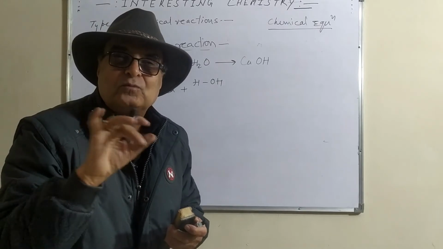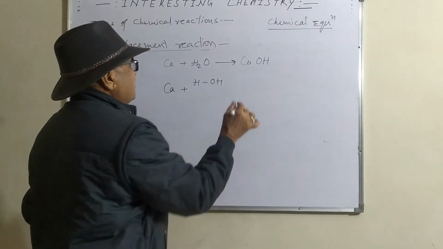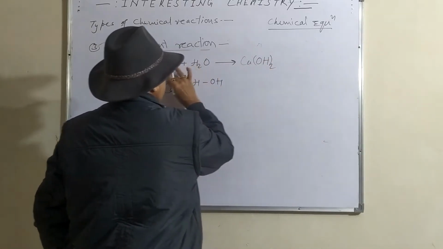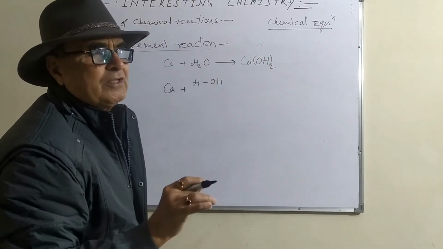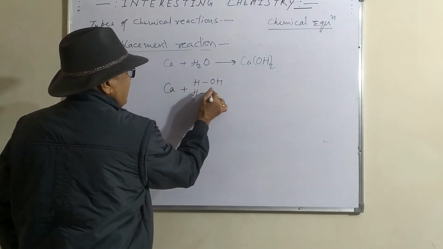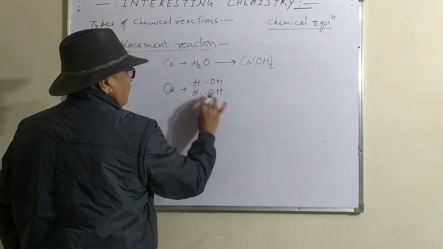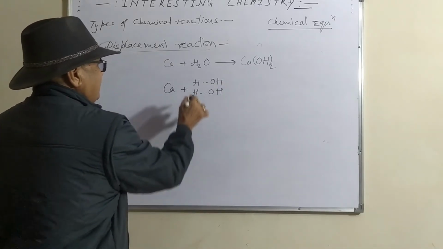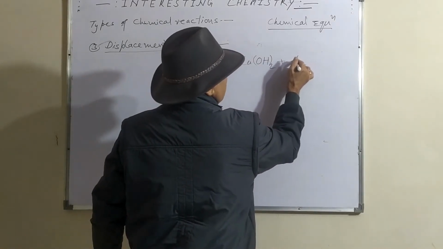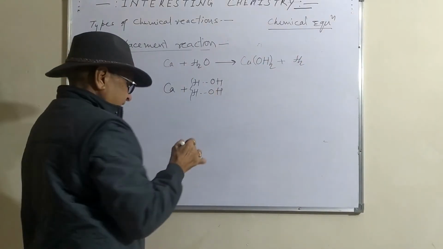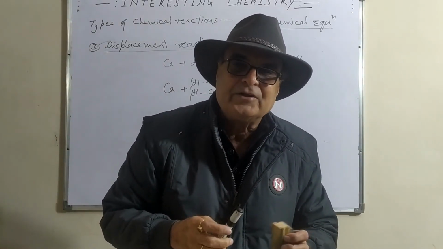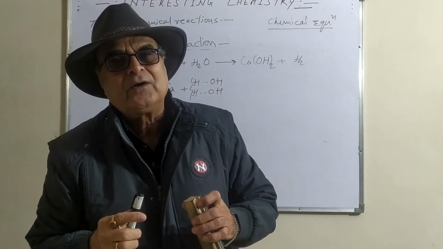Now check the formula of this calcium hydroxide. Calcium is double positive, OH is negative. The formula of calcium hydroxide will be Ca(OH)2. Now you require 2 molecules of water to form the OH twice. So these 2 hydrogen will be displaced as hydrogen gas. So when calcium is added into water, calcium hydroxide and hydrogen are formed.